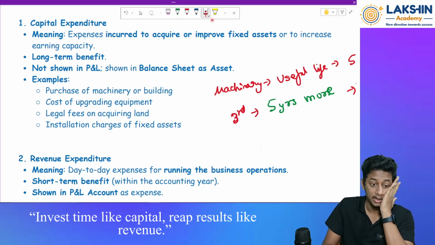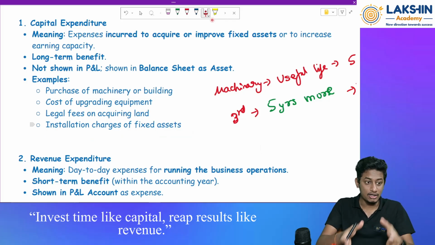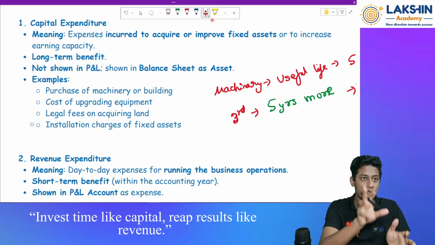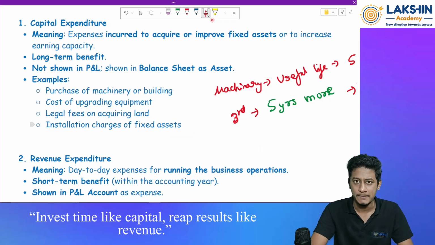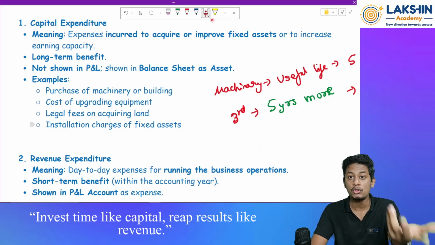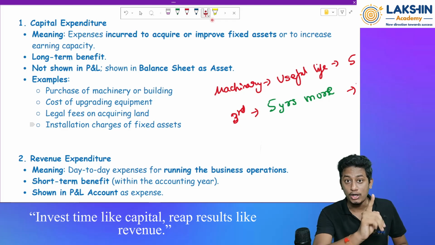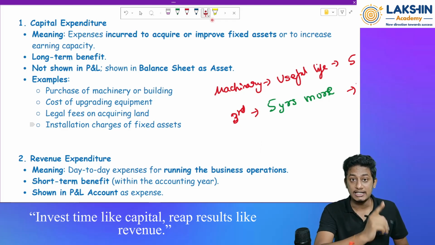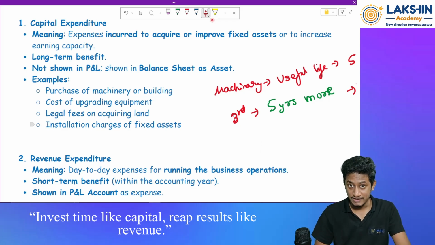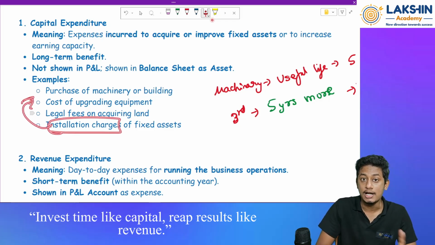Clear? Okay. Then again, installation charges of the fixed asset. I have bought the asset, but without installing it, like putting it on the land or connecting it to the power circuit, whatever it might be, can I use the asset? No. So installation cost becomes an important cost in making the asset usable. Because of that, this installation cost will be added to the value of the total asset. Done.